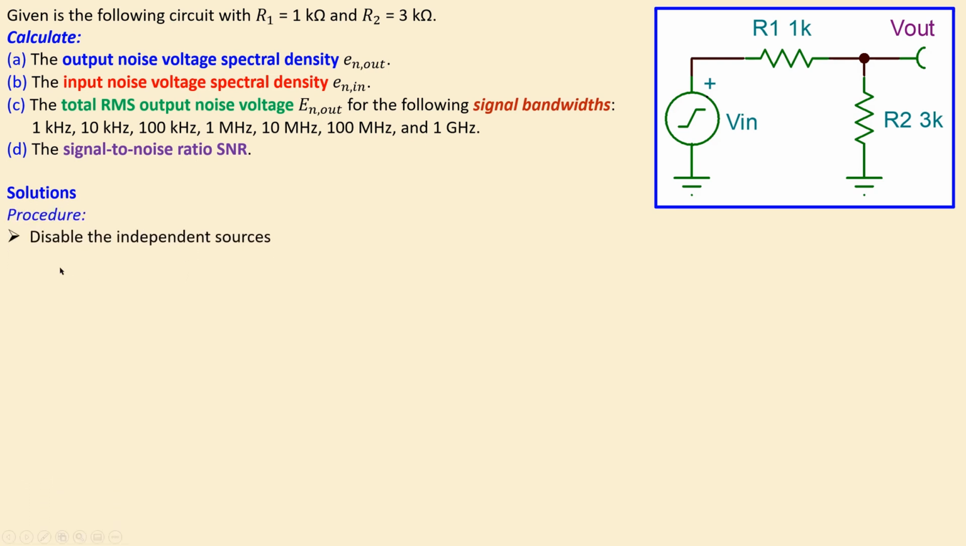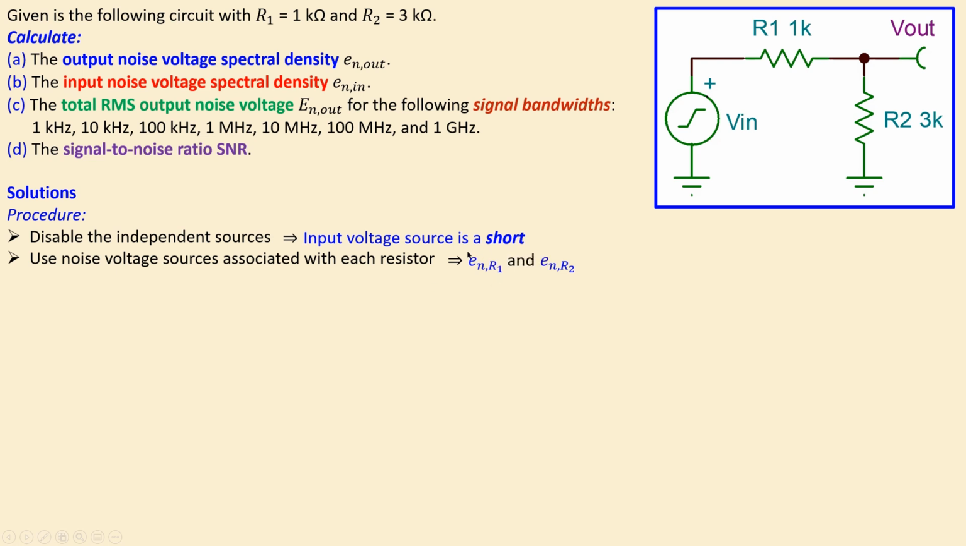I will disable the independent sources. That can be a current source or voltage source, it doesn't matter what you have here, it will be disabled. In this case, since this is a voltage source, it will be a short in our analysis. So that means the input voltage is a short. Now, we also use noise voltage sources or current sources, of course, but in this case I'm just using the noise voltage sources associated with each resistor. So each resistor will have its own noise voltage source.